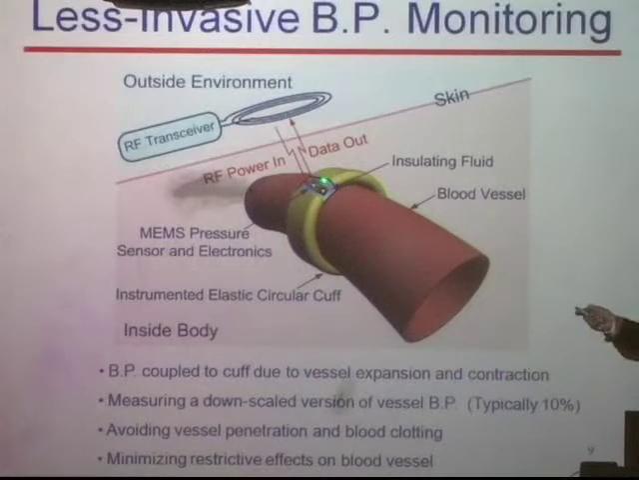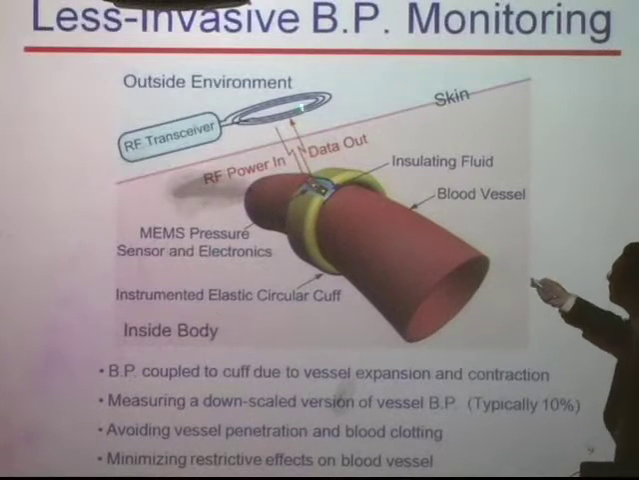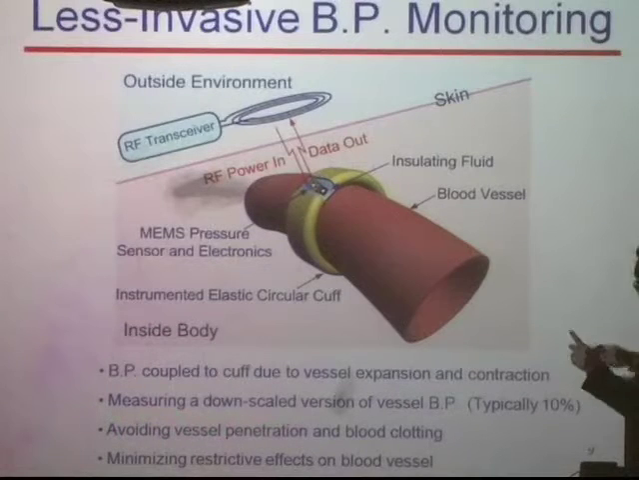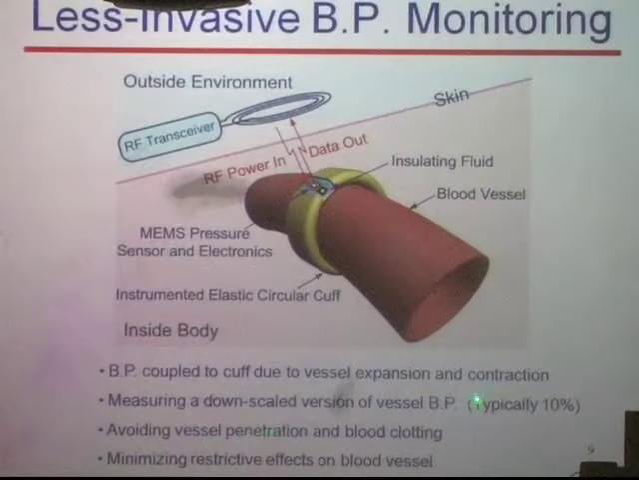Inside this cuff, we have pressure sensors and low power integrated electronics to sense the blood pressure and transmit the data wirelessly to the external receiving unit, and the external coil can also couple the power in. Due to the expansion and contraction coupling the pressure from the vessel to the cuff, what we're measuring here is a downscaled version of the blood pressure. From our various implant trials, we know that we're getting about 10%. So instead of getting the full data, we're getting 10% of the data.